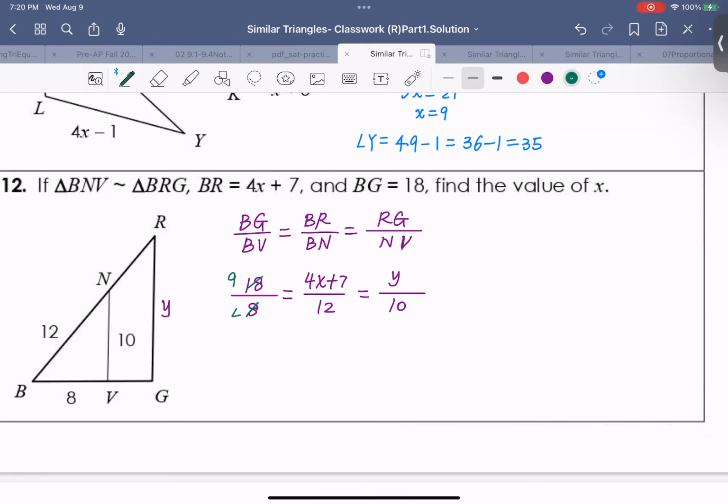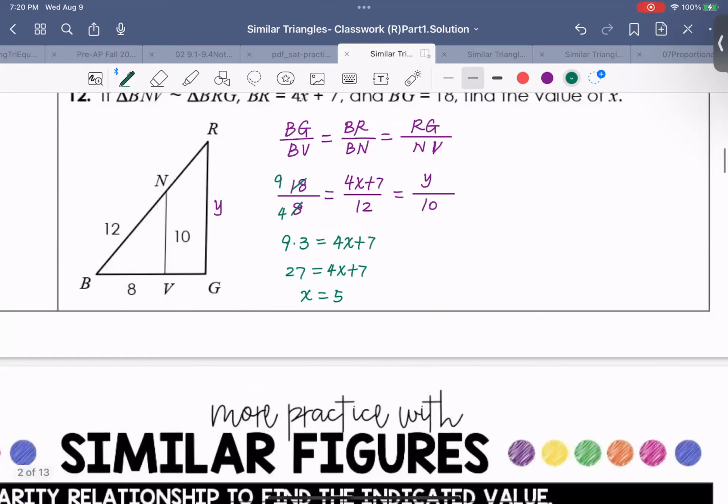9 over 4. So did we notice that to triple this, this times 3, so this guy times 3 equals this, right? Yes. So that means 9 times 3 equals 4x plus 7. So 27 equals 4x plus 7. And x will become 5. Good job. That's how we get the x.